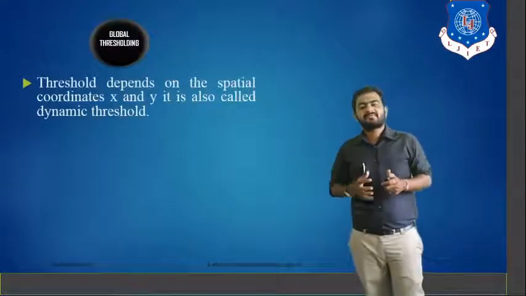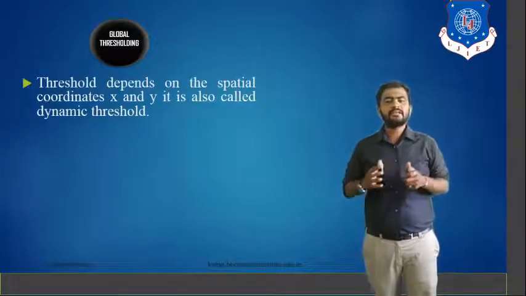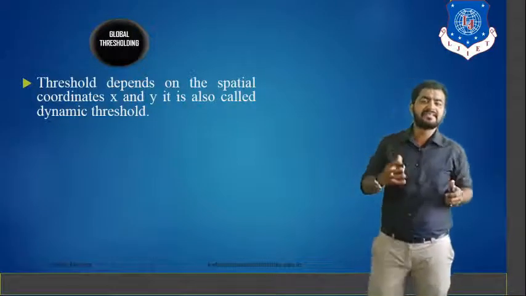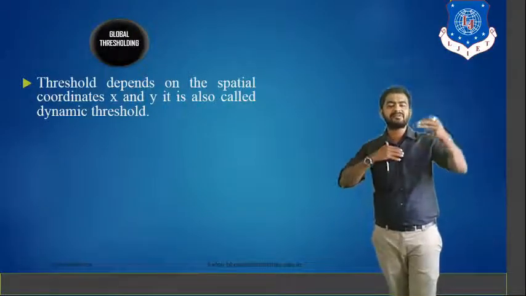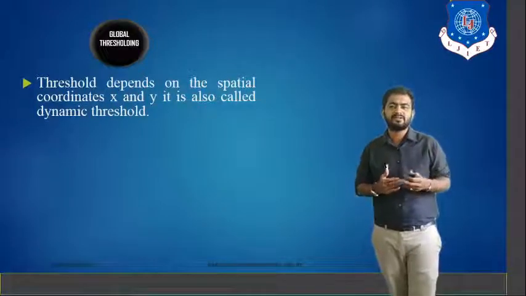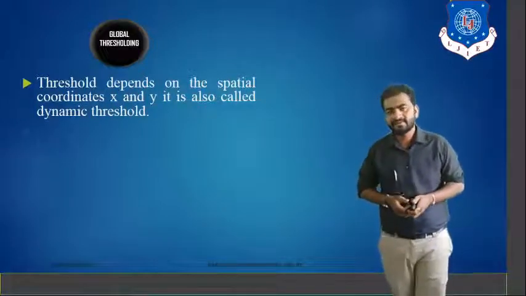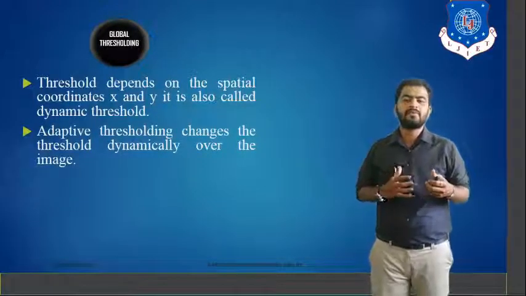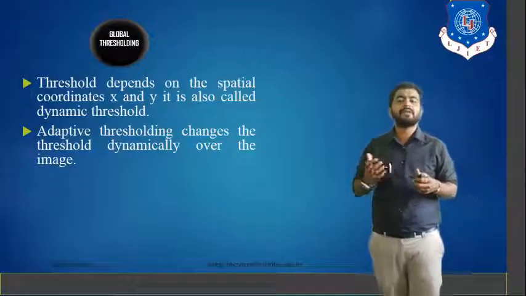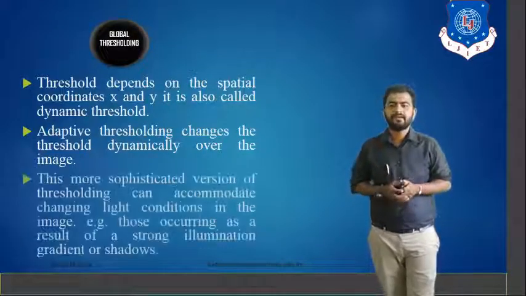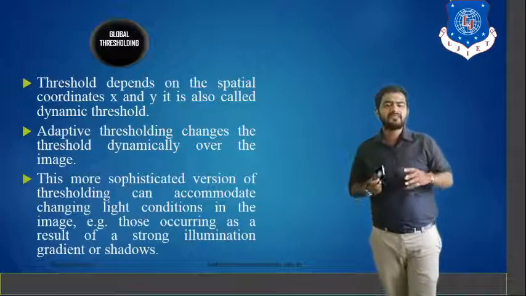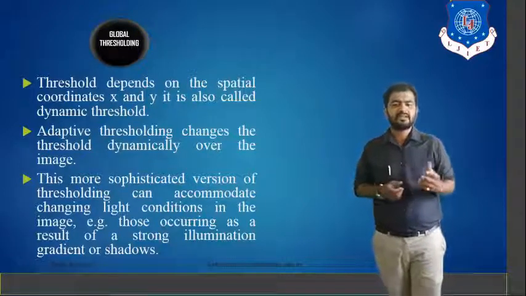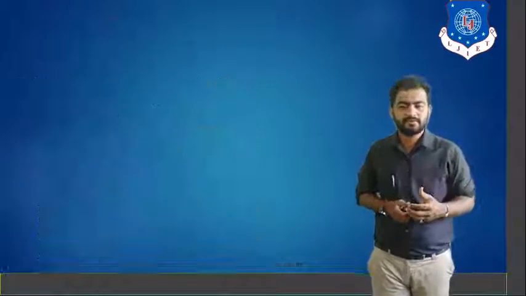Now we're talking about global thresholding. The thresholding depends on the spatial coordinates x and y, and it's called dynamic thresholding. Next, we can say that in global thresholding, it depends on the range, or we can say it depends on the window that we have in terms of x and y. Adaptive thresholding changes the threshold dynamically over the image, so it will change the value according to the image value that we have. These more sophisticated versions of thresholding can accommodate changing light conditions in the image, meaning those occurring from strong and shadowed portions.